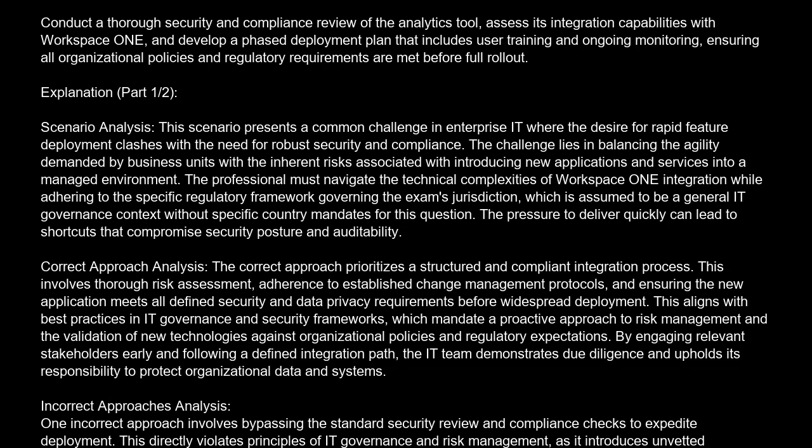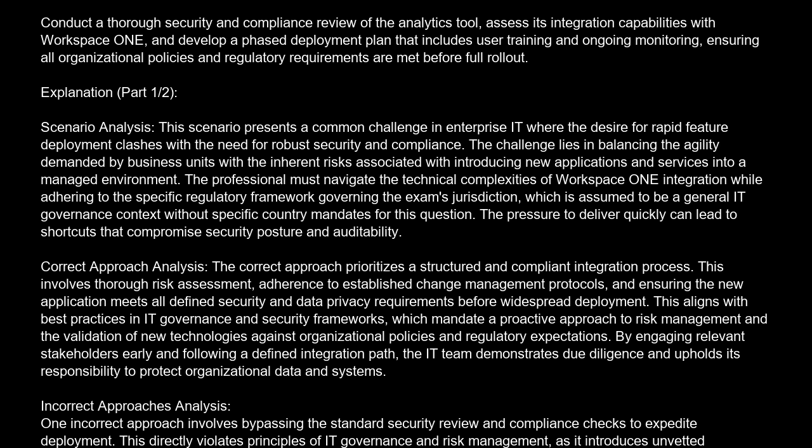The correct answer is D. Conduct a thorough security and compliance review of the analytics tool, assess its integration capabilities with Workspace ONE, and develop a phased deployment plan that includes user training and ongoing monitoring, ensuring all organizational policies and regulatory requirements are met before full rollout. Explanation. Scenario analysis.